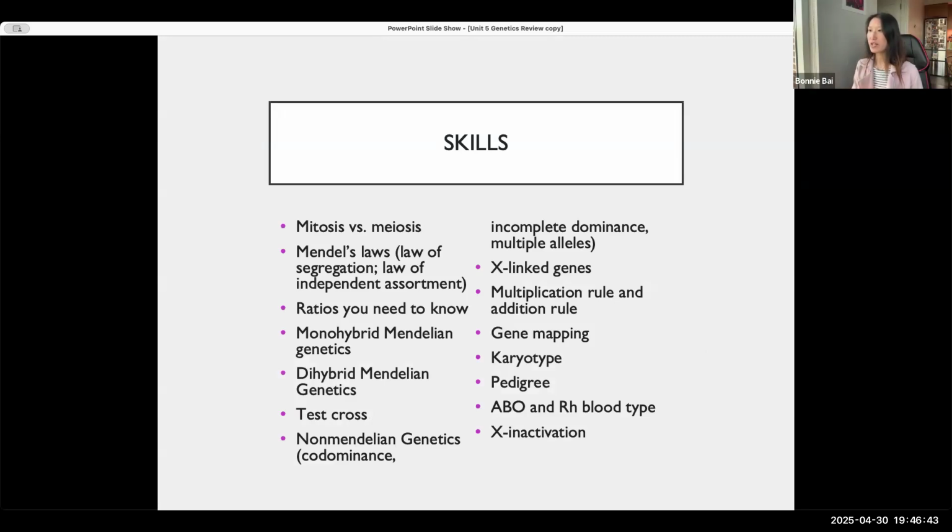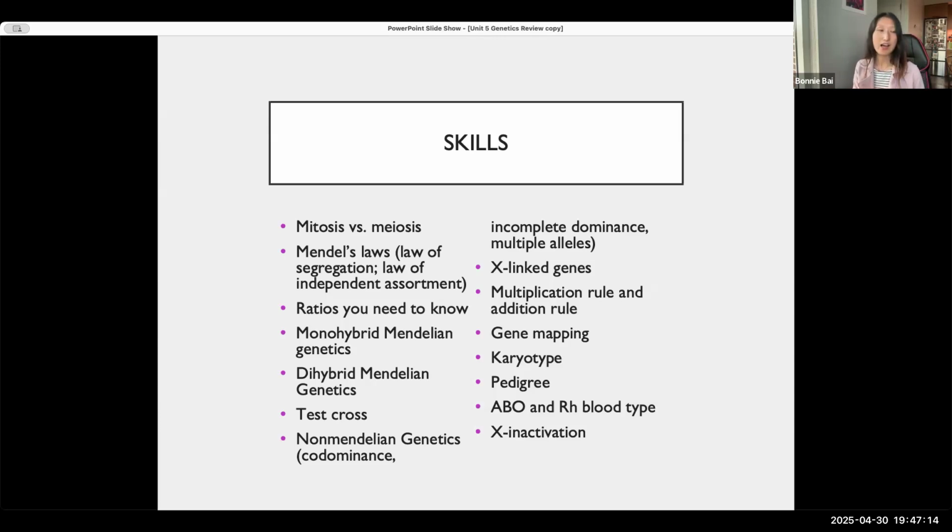With this unit, we need to know all these different things: mitosis versus meiosis. We just reviewed that, so it'll probably show up again, and we'll just take a very quick look as a refresher. Mendel's laws, the different ratios that we talked about in the past few days, how to do a monohybrid Punnett square, how to do a dihybrid, test cross, all those things. Different types of crosses, X-linked, there really is a lot to it. You need to be able to do every single one of these examples to be fully prepared.